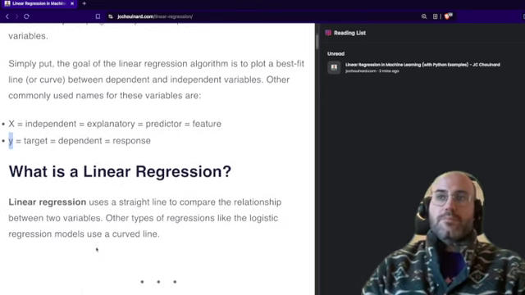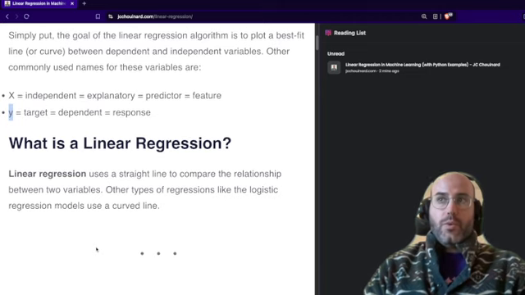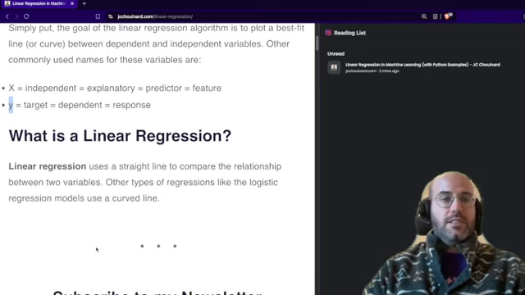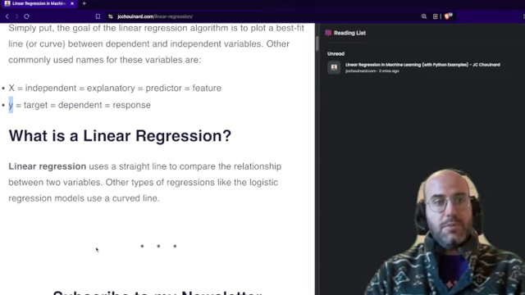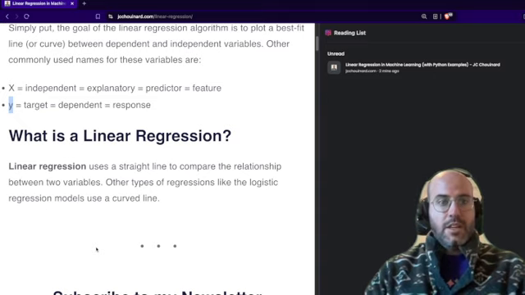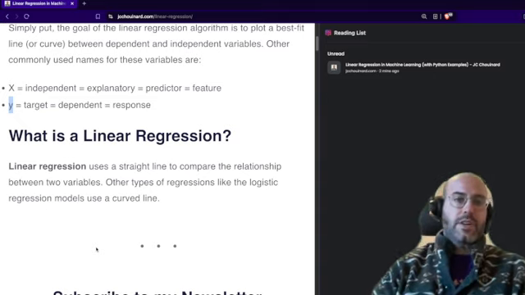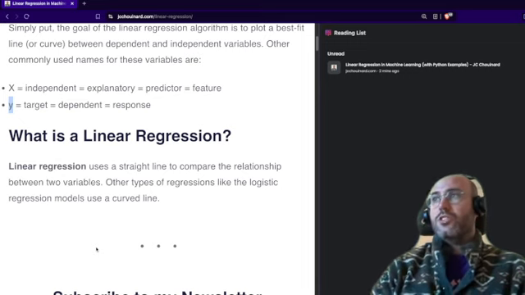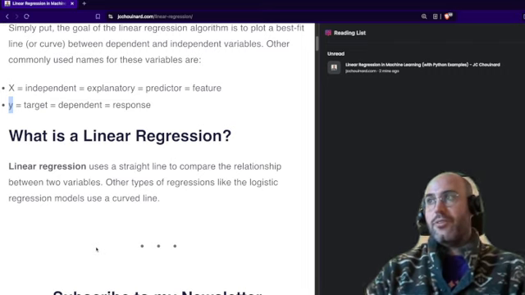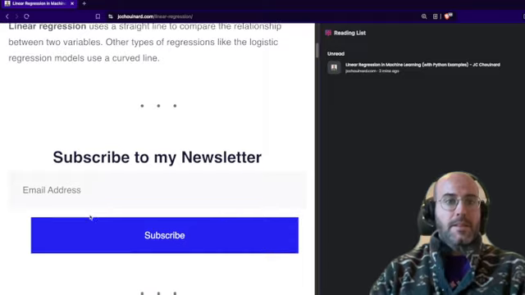Bear in mind, a linear regression uses a straight line in order to compare the relationship between two variables. There are other types of regressions, such as a logistic regression, which uses a curved line to predict binary variables, for example.